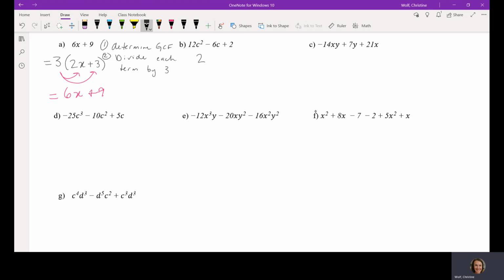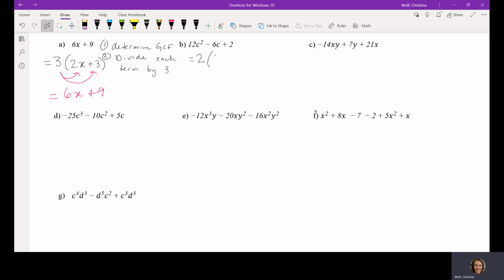Now I cannot take a c out because even though the first 2 have c's, the third term doesn't have a c to give me. So it's not common, I can't take it out. So all I can divide out is a 2, and now we just start dividing, one term at a time.